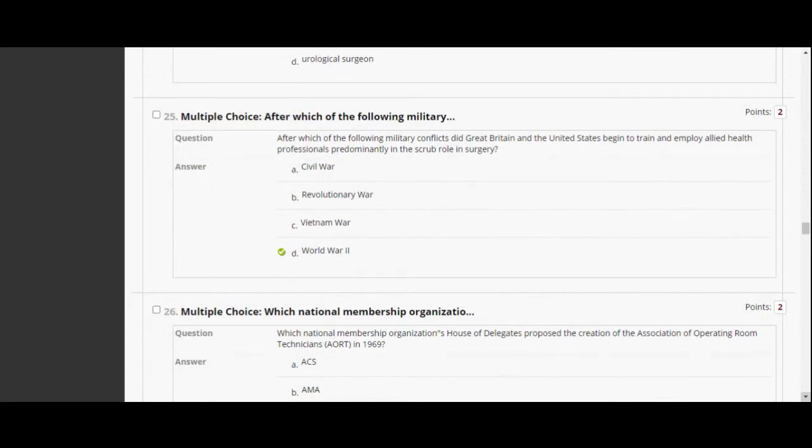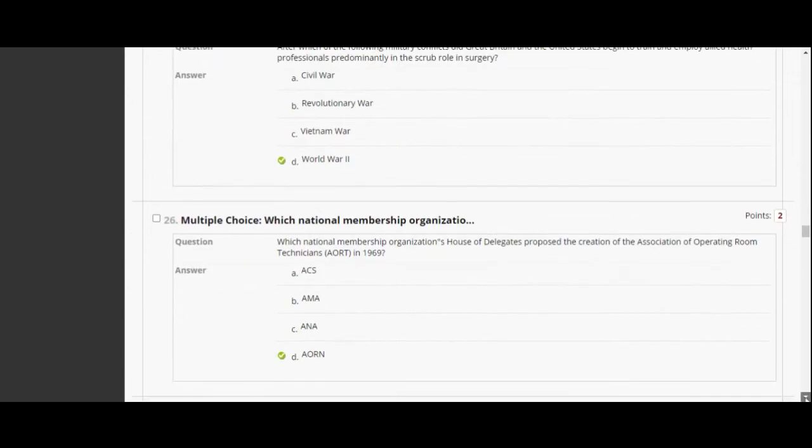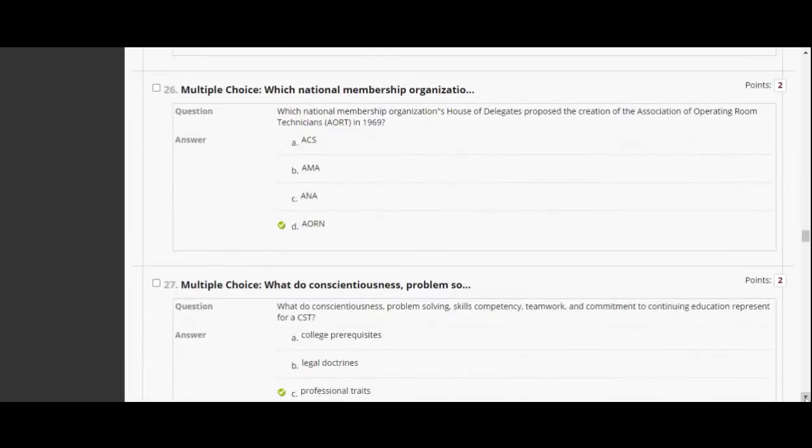After which of the following military conflicts did Great Britain and the United States begin to train and employ allied health professionals predominantly in the scrub role and surgery? That was after World War II. Which national membership organization's House of Delegates proposed the creation of the Association of Operating Room Technicians, AORT, in 1969? That was AORN.